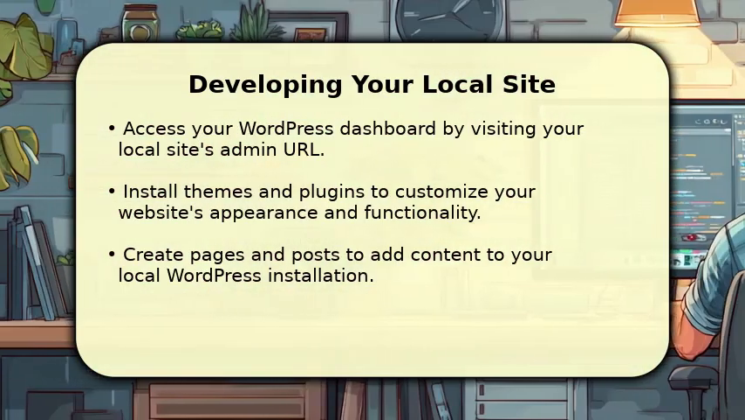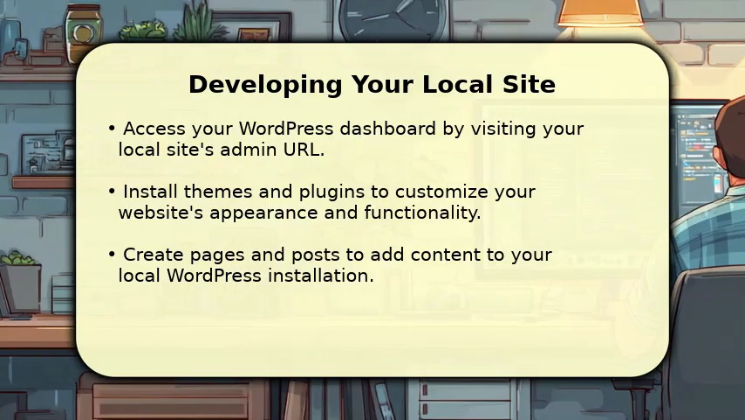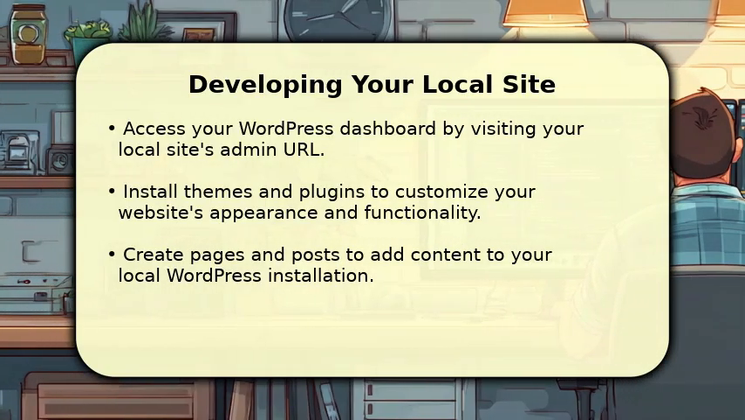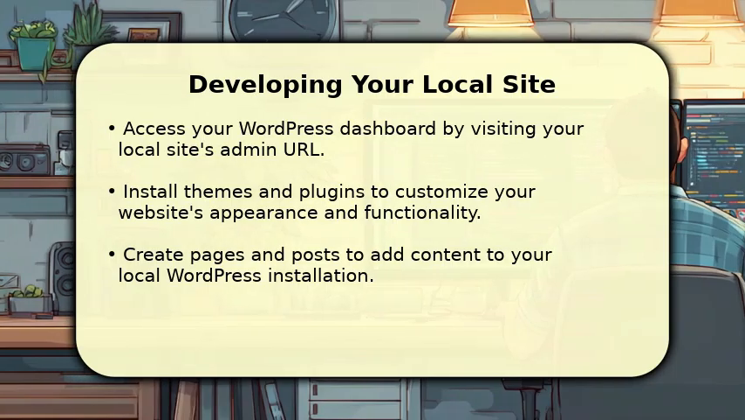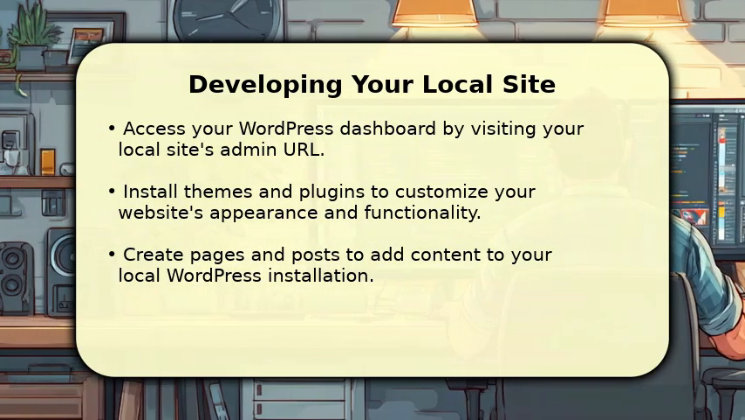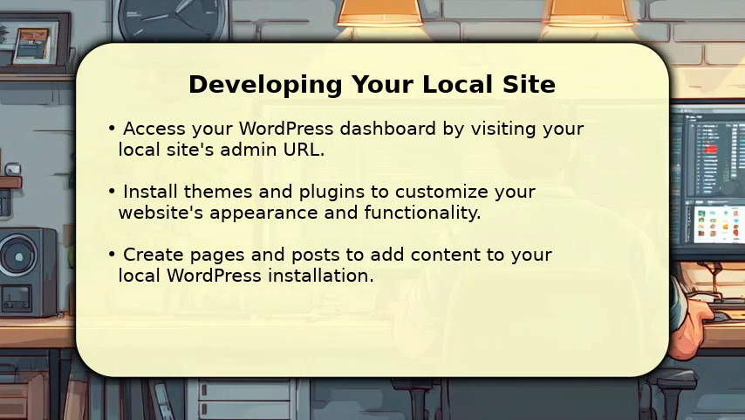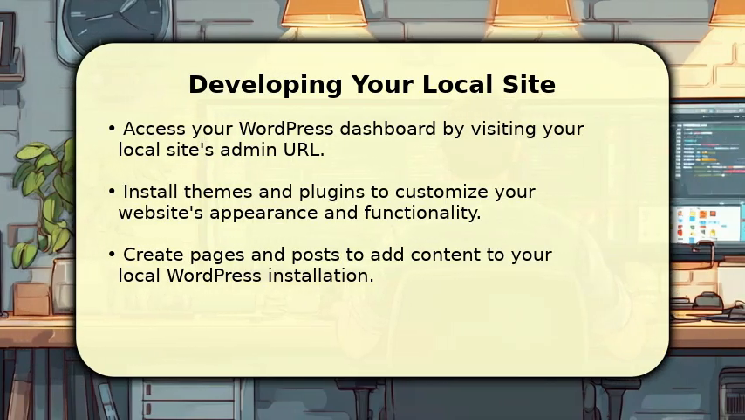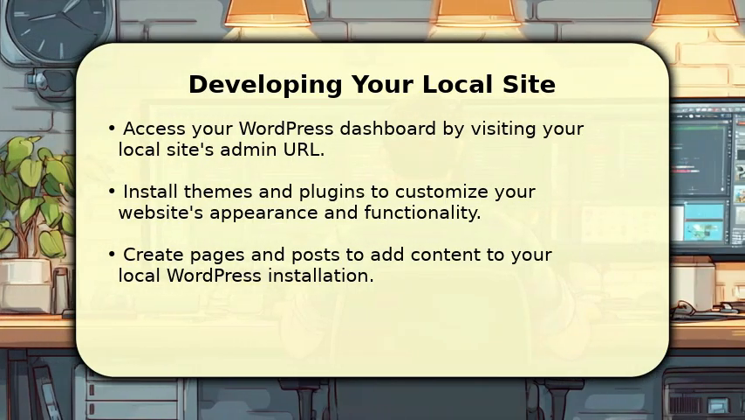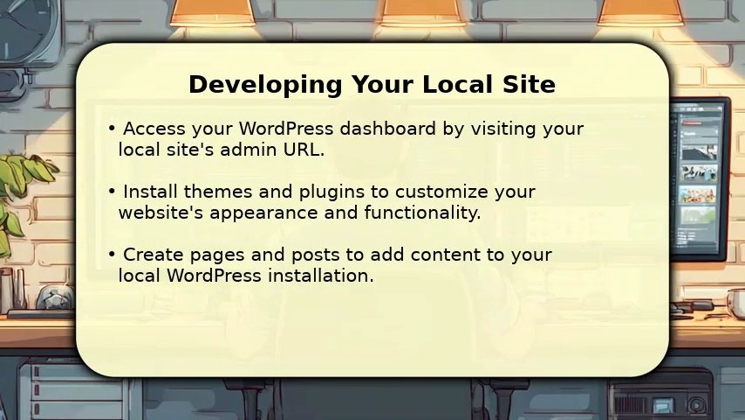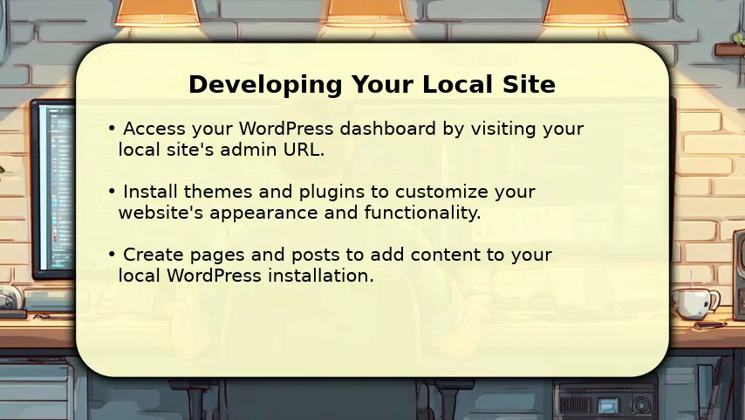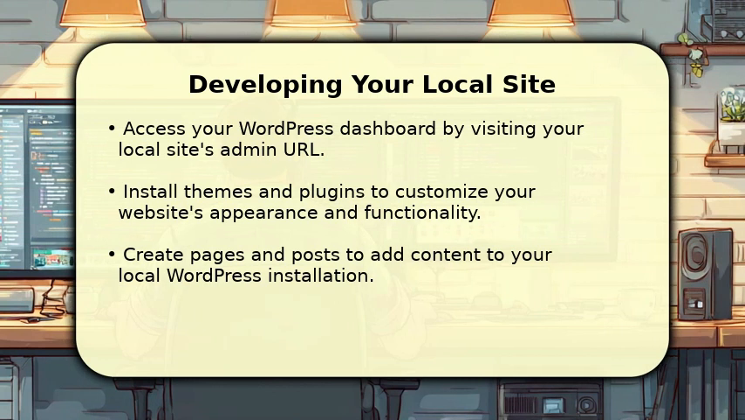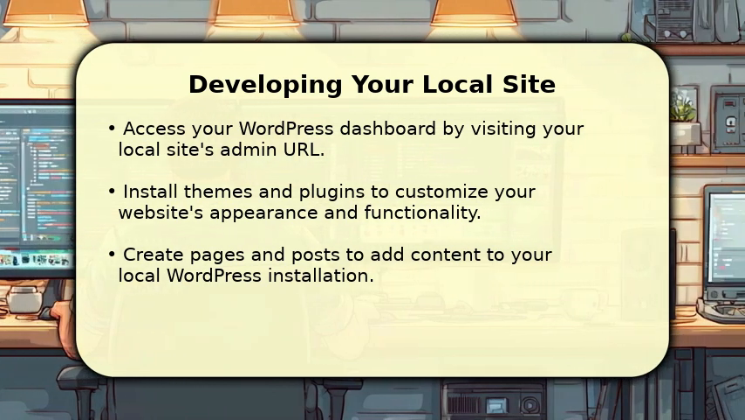With WordPress successfully installed, you can now access your dashboard by visiting your local site's admin URL, often localhost/WordPress/wp-admin. From here, the possibilities are vast. You can install thousands of free or premium themes to change your site's look and feel, and add powerful functionalities with plugins. Start creating pages and posts to build out your content.